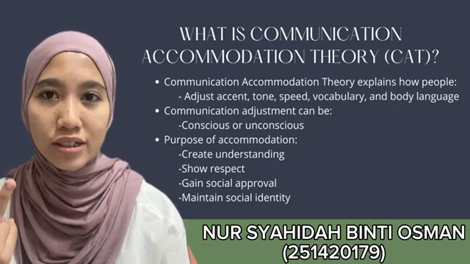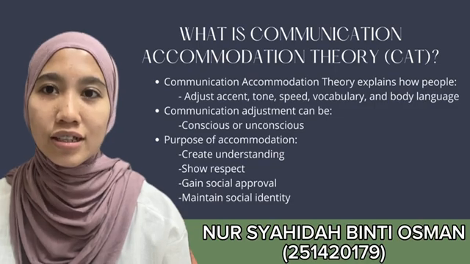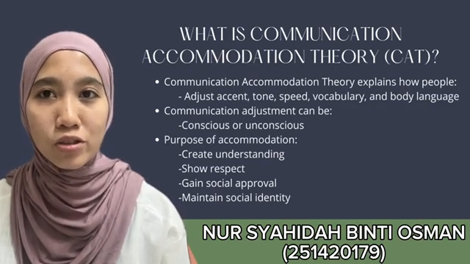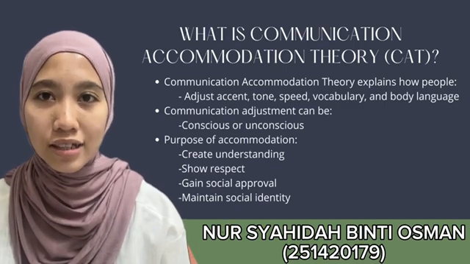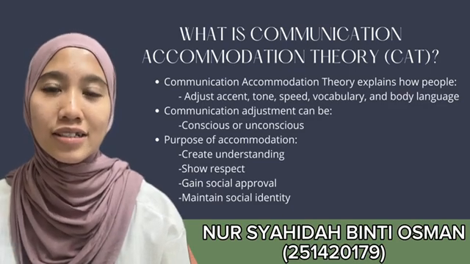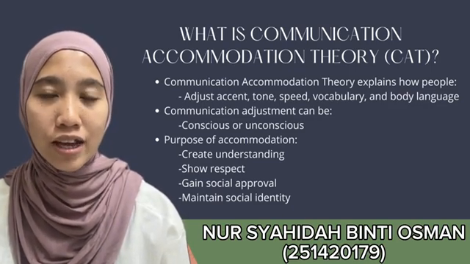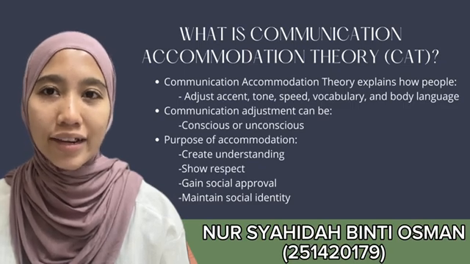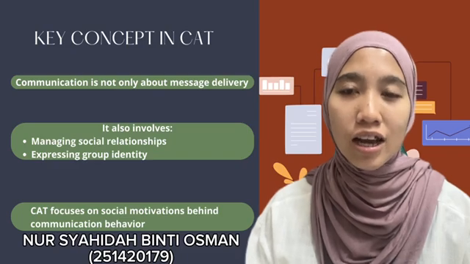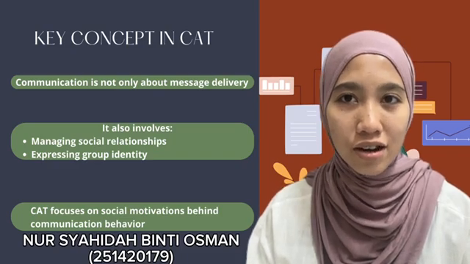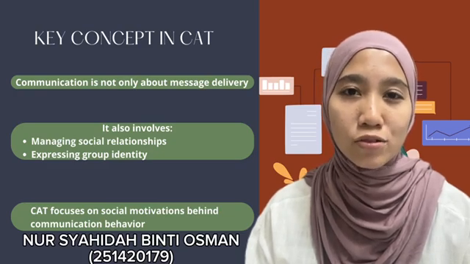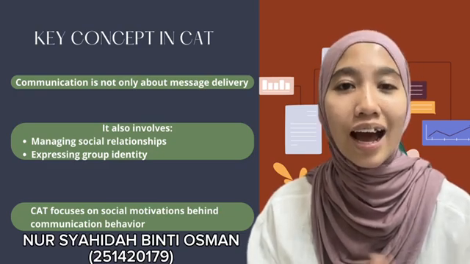There are two main ways we accommodate. First is convergence. It means when we adapt our communication to become more similar to the other person. This helps build trust, respect, and understanding. Second one is divergence. It means when we emphasize our differences to show identity or independence. Communication accommodation theory shows that communication is not just about what we say, but how we say it and how we adjust to others to create better relationships and understanding.